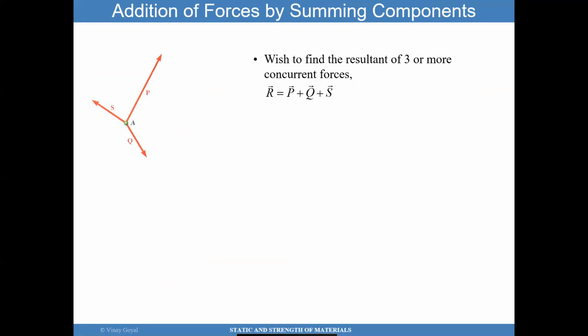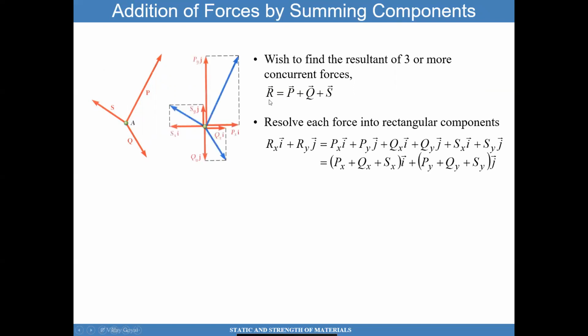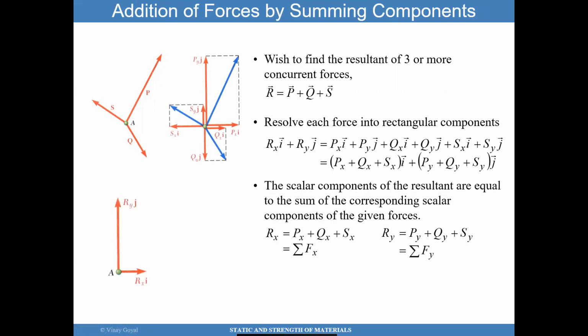If I want to find the resultant force due to 3 or more concurrent forces, all I have to do is find the components of P along the X, Y, and Z axis, the components of Q along the X, Y, and Z axis, and S along the X, Y, and Z axis, add them up, and I'll get the resultant. That's the easiest way to solve these problems. And that's exactly what I've done here, showing you how to do that in a 2-dimensional way, but you can do that also in 3 dimensions.